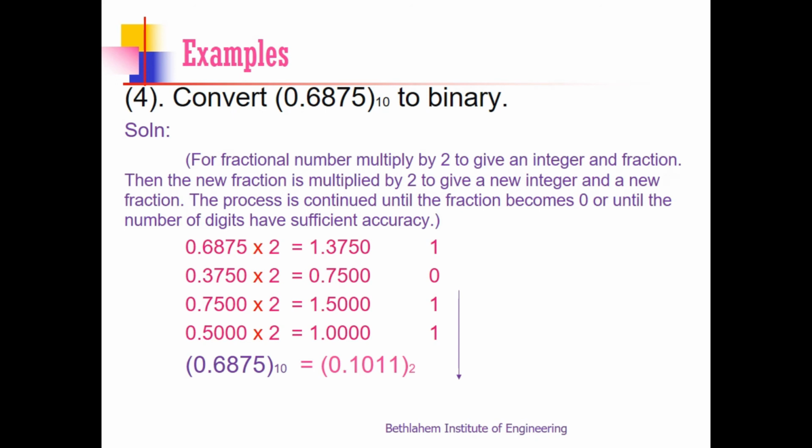So after multiplying, we will get the product as 1.3750. Here this 1 is the integer and this 0.3750 is the fractional part. Here we have to write this integer behind the number like this. And we have to copy this fractional part 3750 to the next step. And you have to multiply by 2. So while multiplying by 2, we will get the product as 0.750. Here the integer is 0.